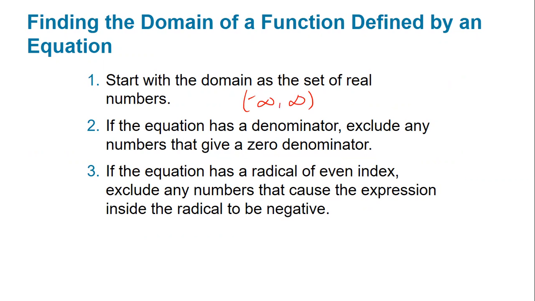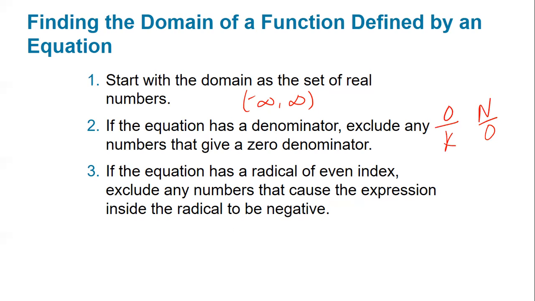Now, if we test a number and it doesn't work, then we check these next options. If the equation has a denominator, exclude any numbers that give a 0 in the denominator. Your denominator cannot equal 0. Remember, it is okay for 0 to be in the numerator, but it's a no-go for 0 to be in the denominator.